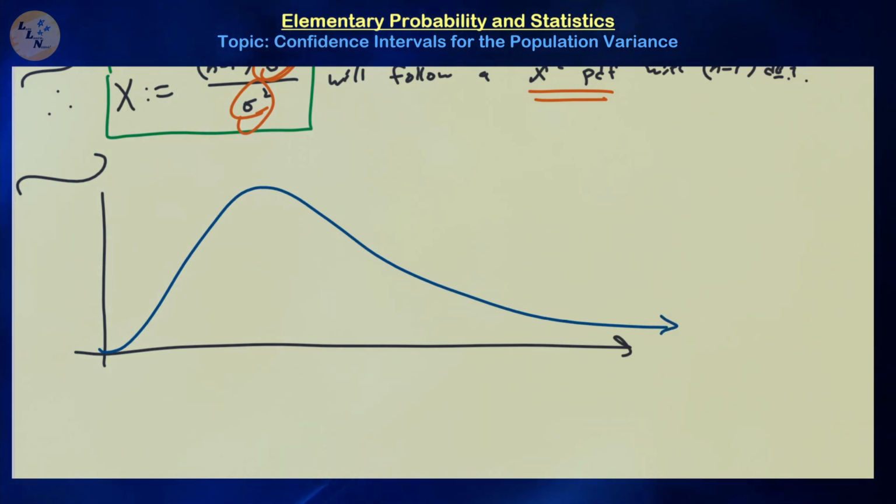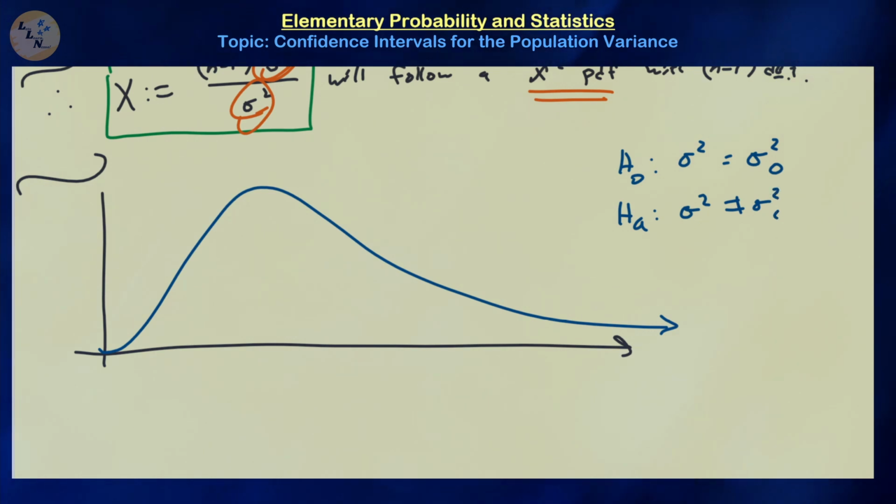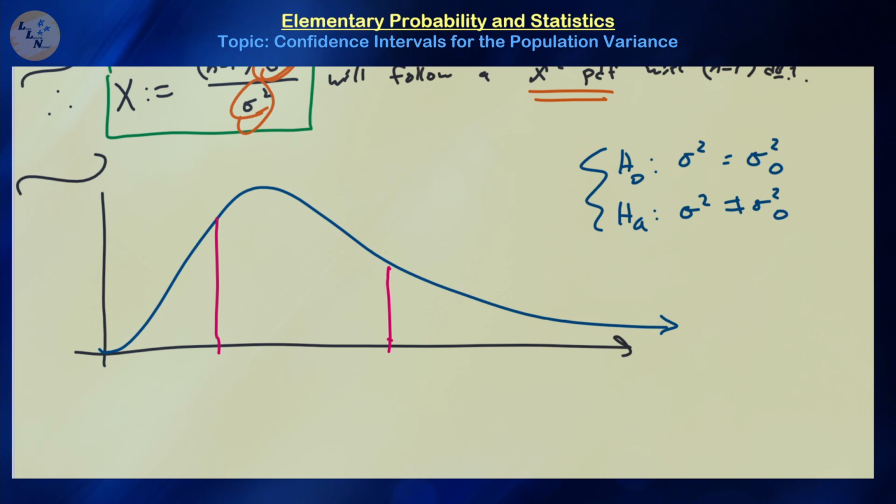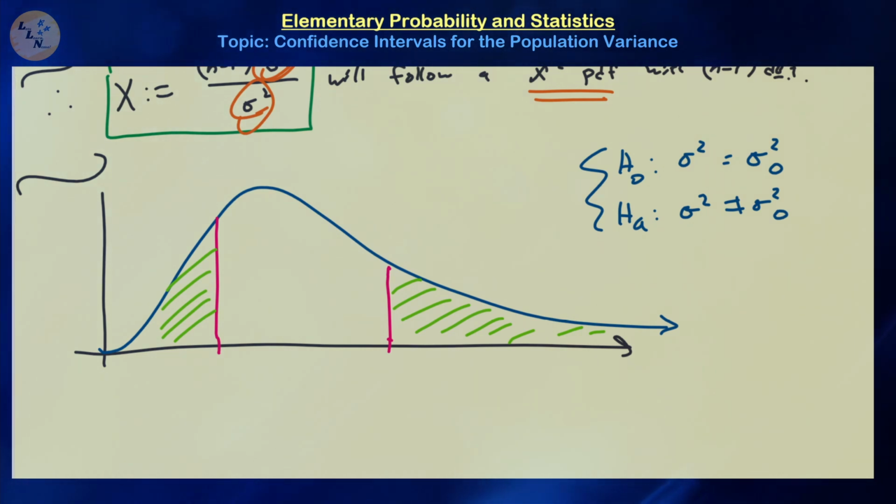So let's assume that we want a two-sided alternative. The null hypothesis is that sigma squared is equal to sigma squared 0, and the alternative is that sigma squared is not equal to sigma squared 0. Let's assume that we want this two-sided alternative to be symmetric, so equally on the right and equally on the left. When I say equally on the left, that means I want the area to the left of that number and the area to the right of this number to be equal. That is, I want this area and that area to be the same, right?